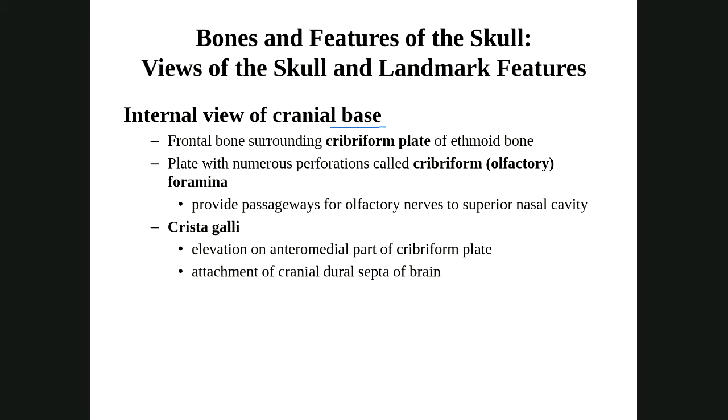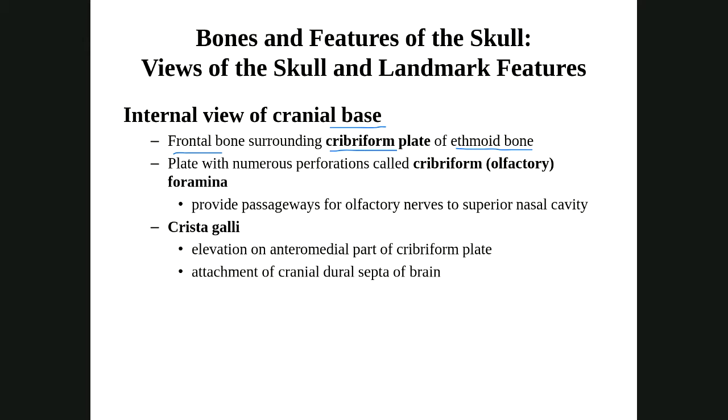One of the bones that we'll be taking notice of is going to be the frontal bone. And on that frontal bone, you'll see kind of in the middle of it, the ethmoid bone. And surrounding the ethmoid bone, kind of like an island, the frontal bone is the ocean, and the ethmoid bone is floating in it. And like the beach of that island would be the cribriform plate.